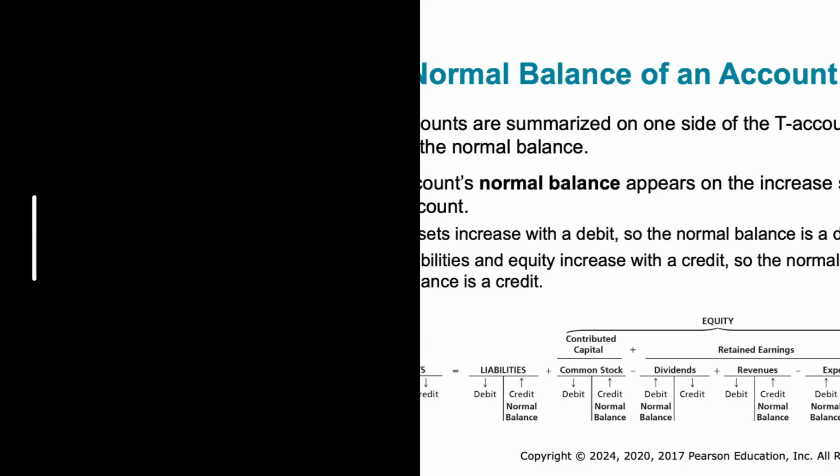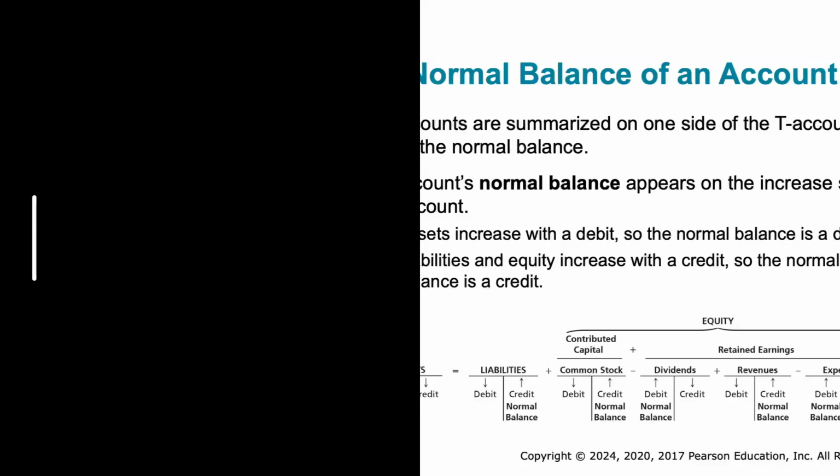Common stock increases with credit, that's its normal balance. Dividends increase with a debit, that's their normal balance. Revenues increase with the credit, that's its normal balance. Expenses increase with the debit, that's where its normal balance is, right? Liabilities and equity increase with the credit, so the normal balance is a credit.